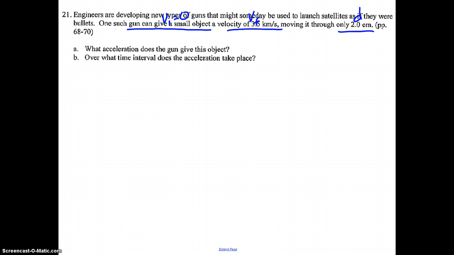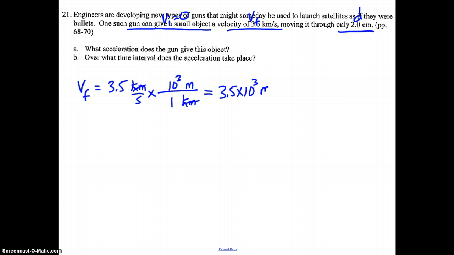The first thing we have to address here is that we have some non-standard units for both our final velocity and our distance. So let's go ahead and address that. VF at 3.5 kilometers per second. Let's get that into meters per second. So our kilometers goes in the denominator to cancel the kilometers. And 1 kilometer is 10 to the third meters. So kilometers cancels, and this would be 3.5 times 10 to the third meters per second. All right, so that's standard units for that.